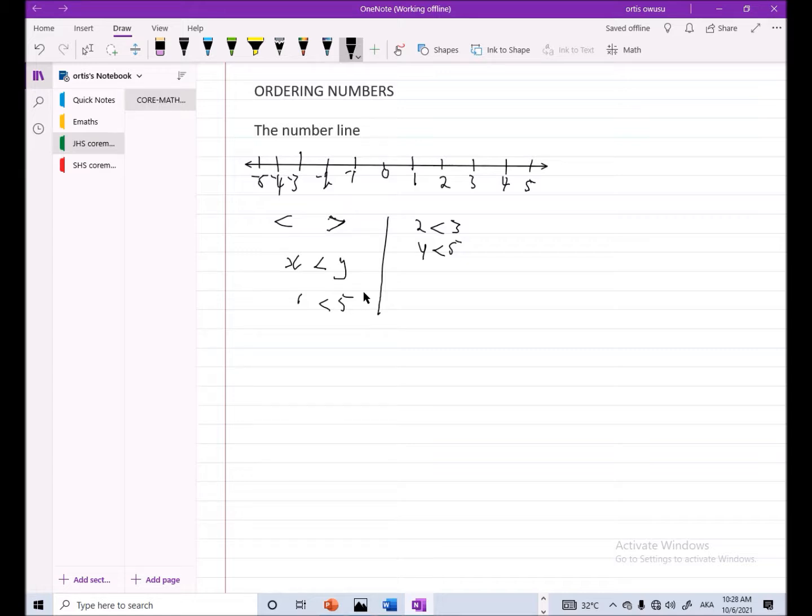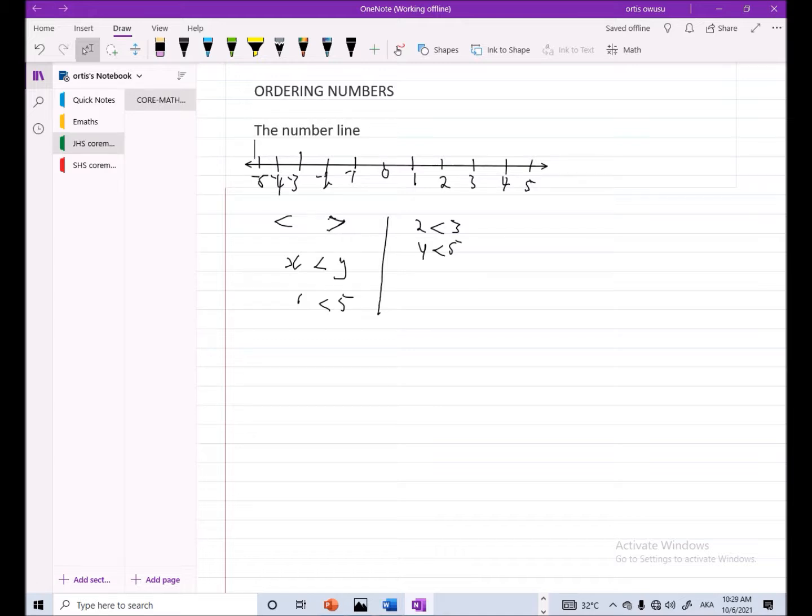That is what it means. Okay, so let's write something down and then let's see how truthful it is. So the number line, let's write this, a number. Okay, so here we go.